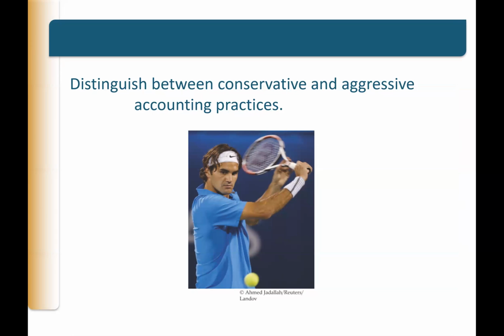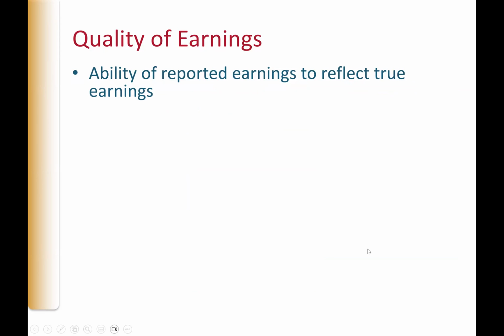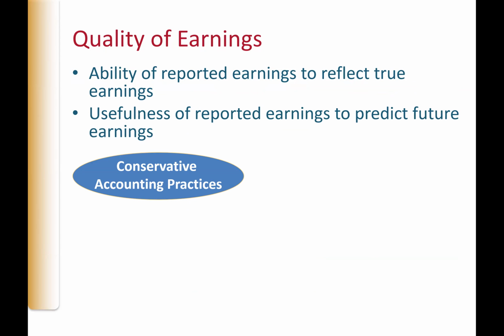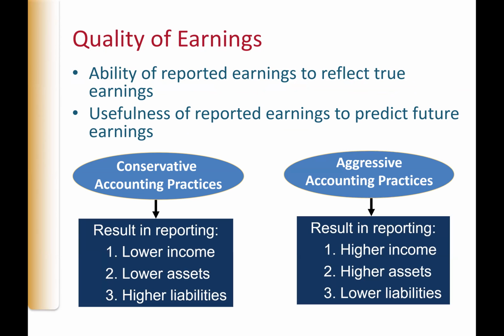Now, we know through generally accepted accounting principles, GAAP, we have certain guidelines we are supposed to adhere to. We're supposed to be conservative in our approach, but not everyone is. Quality of earnings talks about, are the earnings real? Are they a true reflection of how the company has conducted business? When we have conservative practices, if we err, we're going to err with lower income, lower assets, and higher liabilities, because all 3 of those viewpoints protect the shareholders.